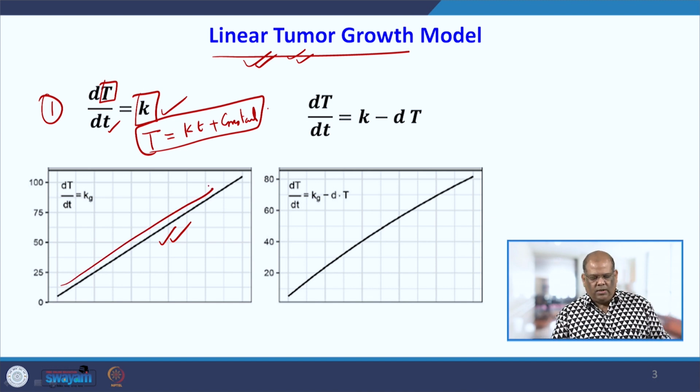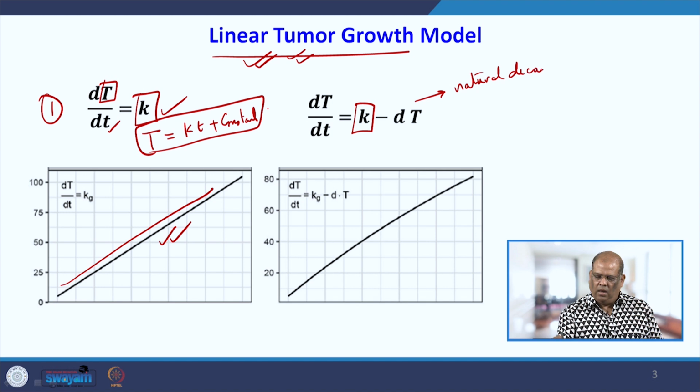Now, sometimes it happens that the cells also kill themselves. It is called the natural decay of the cells, or the natural death of the cells. In that particular case, you have the growth constant k, and this d is the natural decay or death of the cell, and hence we get something like this. In that particular case, you have the curve like this.